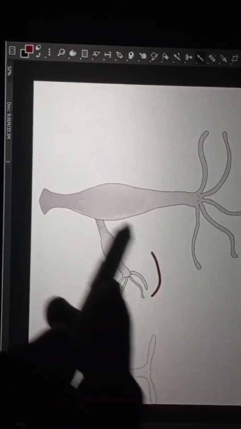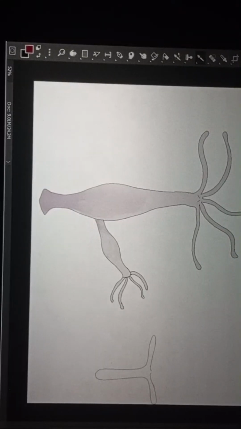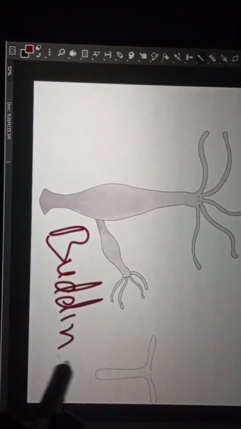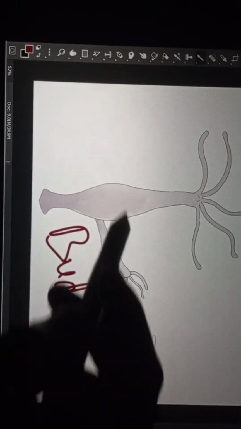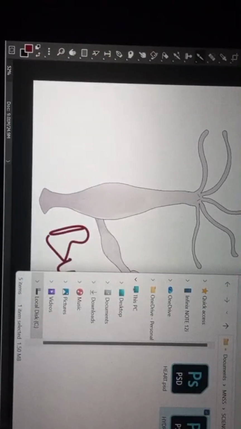And this one is a bud. It is a way that this organism reproduces. The process is called budding. Budding is a process where Hydra and similar organisms reproduce by this thing bulging out and growing into a new organism.